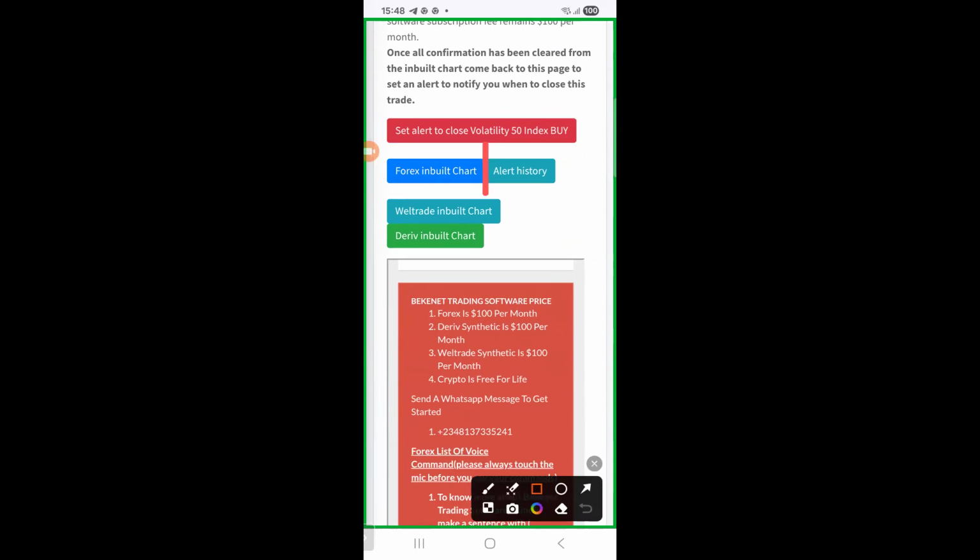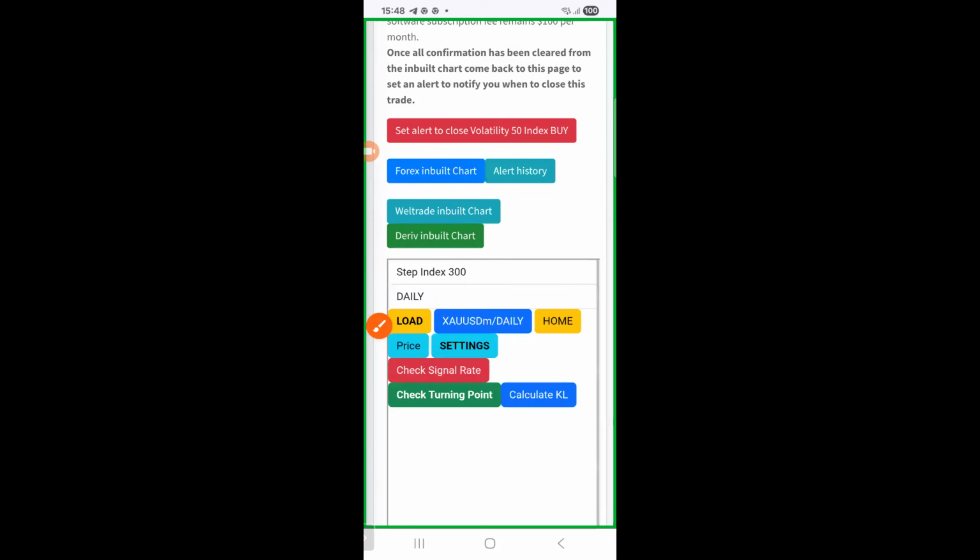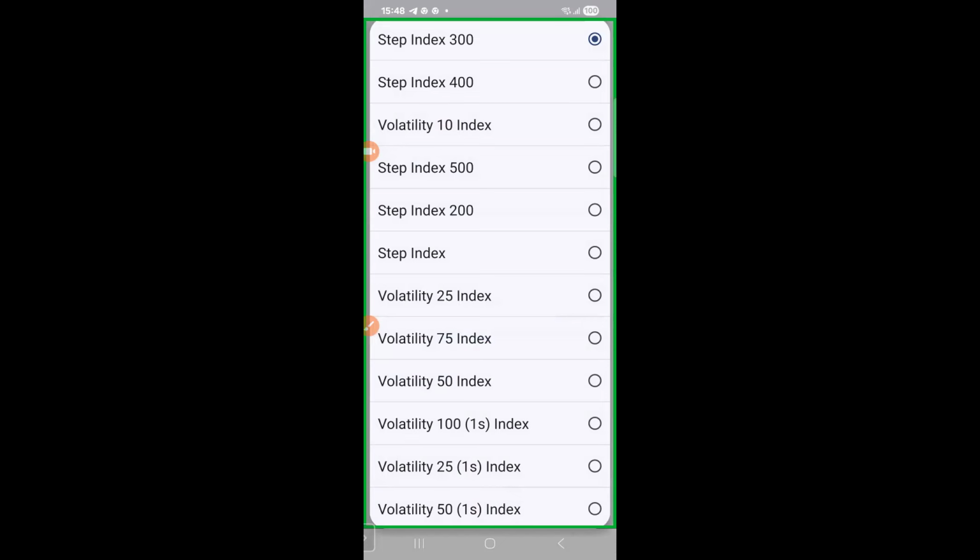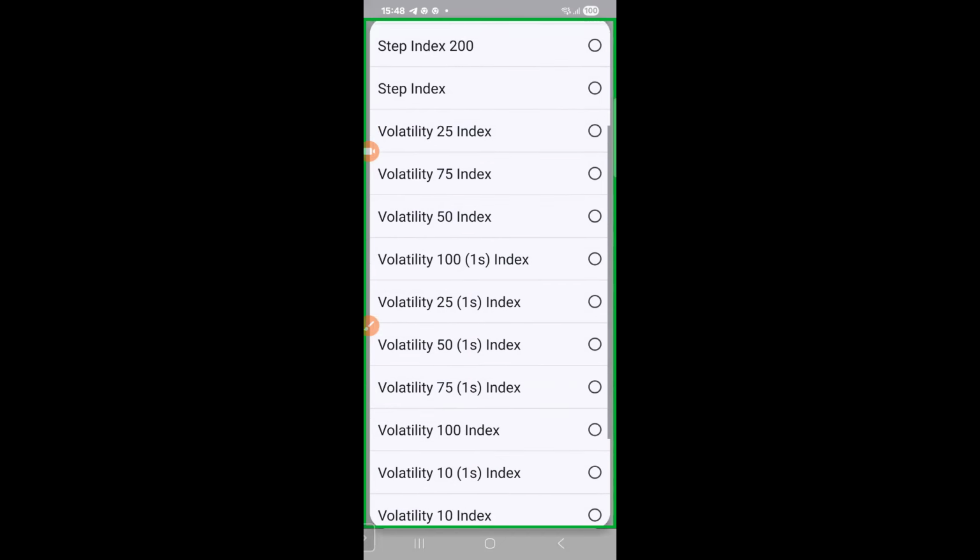Look at this Forex inbuilt chart. I will tap it to load it. Now, if it's synthetic trading on Well Trade, I will tap on this. If it's synthetic trading on Deriv, I take it on this. So I'm tapping on this Deriv, okay? Now, which instrument? 50. So I'm going to tap on 50. Look at it. Here is 50.